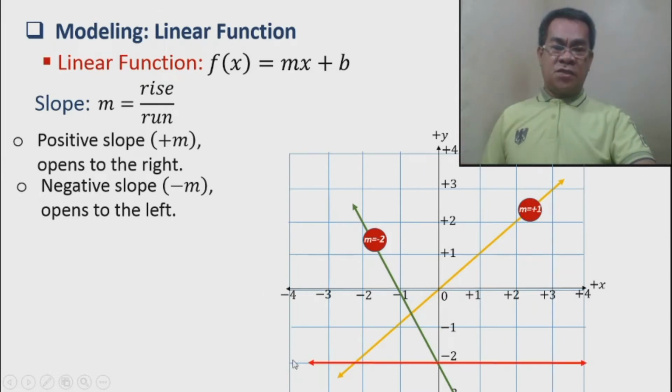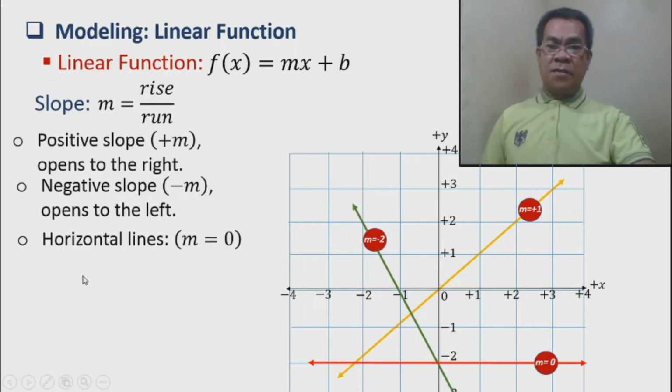Now if the line is horizontal, what will be the slope? If the line is horizontal, there's no rise, so the rise must be 0. So 0 divided by any number, the slope is 0. So for a horizontal line, the slope must be 0.